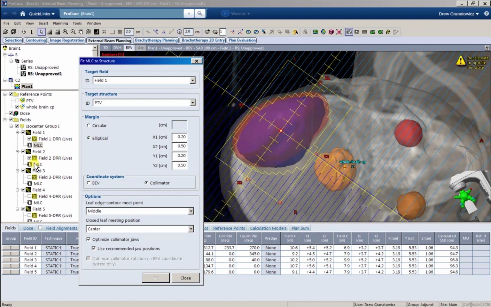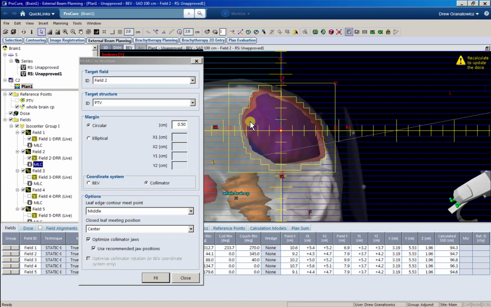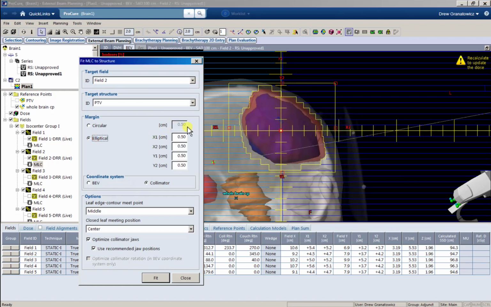You could probably come up with a slightly better plan if you do this one at a time, calculate, and then move on to the next, but I'm just going to do all of them at the same time here for speed purposes. So Y2, I'm going to cut down.